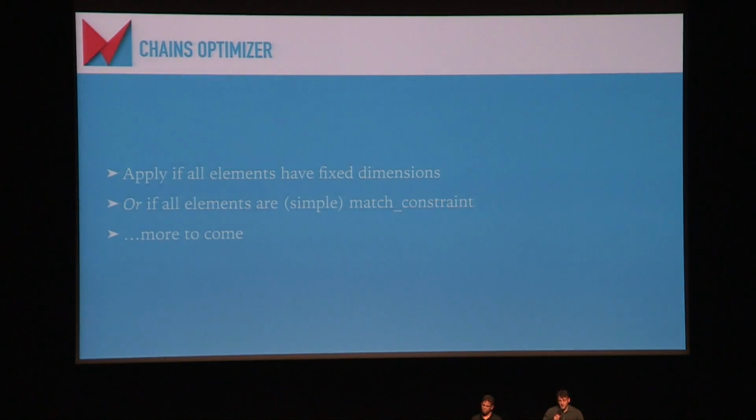Or if all the elements in the chain have a match constraint, and I put in brackets simple match constraint, because with 1.1 we did actually add a lot of power, but in those situations we won't go into the optimizer. So give it a try, specifically because right now they are not turned on by default, and I would really like to turn them on. The more people try it, the more we make sure that we are not forgetting any use cases. But they should work pretty well already.